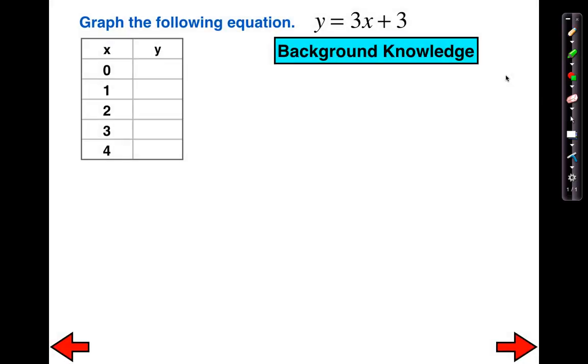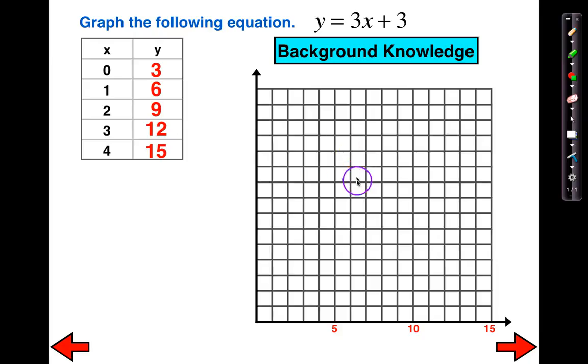So, first things first, we're going to go over some background knowledge from our previous lesson of how we graphed y equals 3x plus 3. All we did was plug input values for x, substitute them in to see what y equals. In this case, when we substitute 0, we got 3. When we substitute 1, we got 6, etc. And this is our graph.